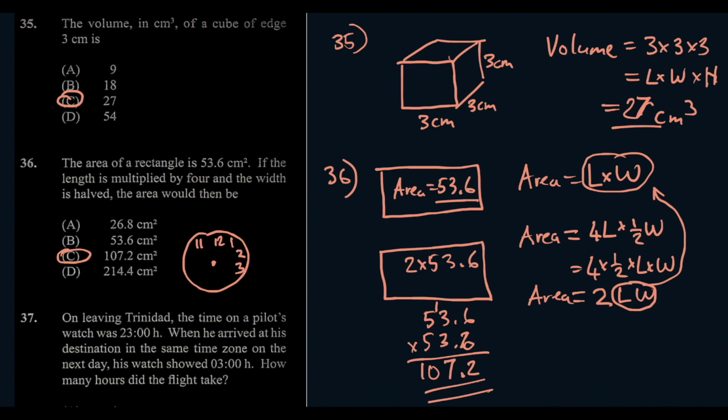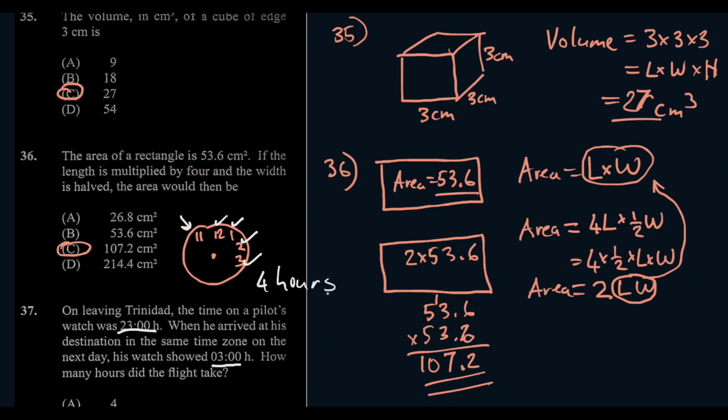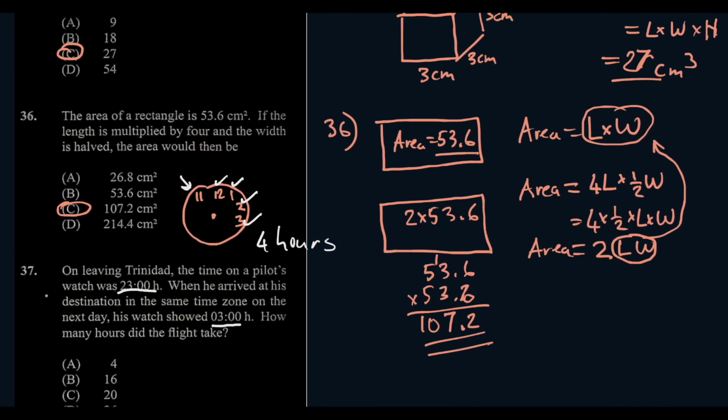So if we're checking the number of hours, from 11 to 12 would have been 1. Then this would have been 2 hours, 3 hours, 4 hours. So it took 4 hours, because remember, 11 o'clock is the same as 23 hours, but in the night time. And 3 o'clock is 3 in the morning. So 11 in the night to 3 in the morning is 1, 2, 3, 4 hours. So our answer would be this.